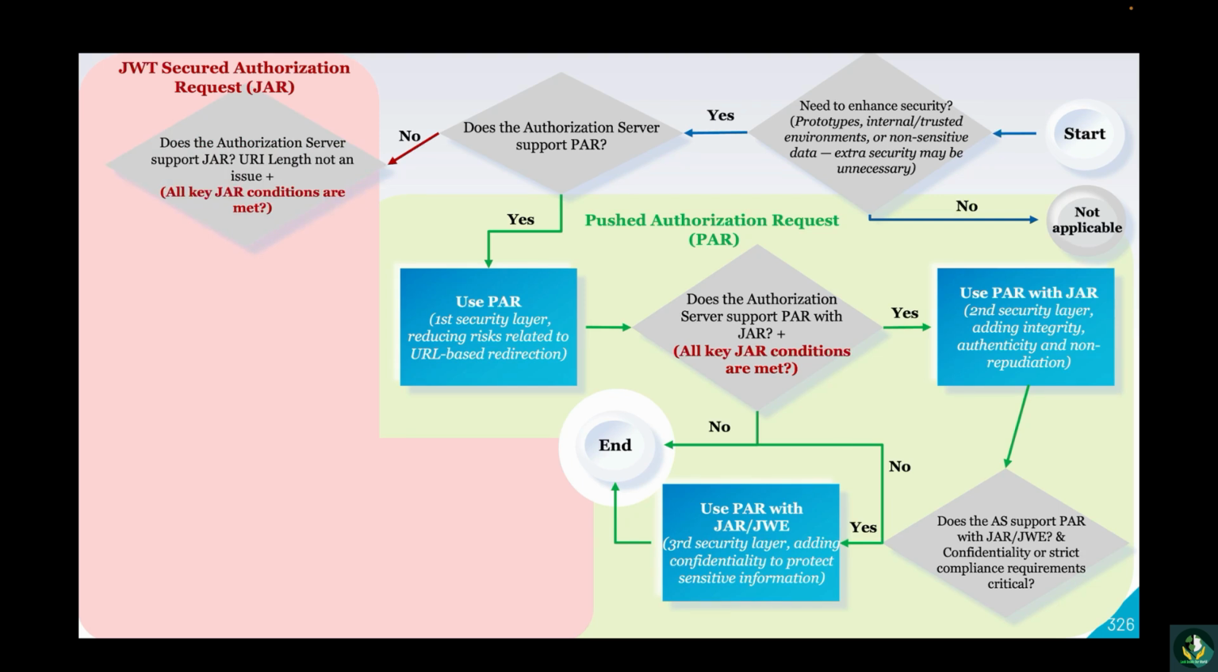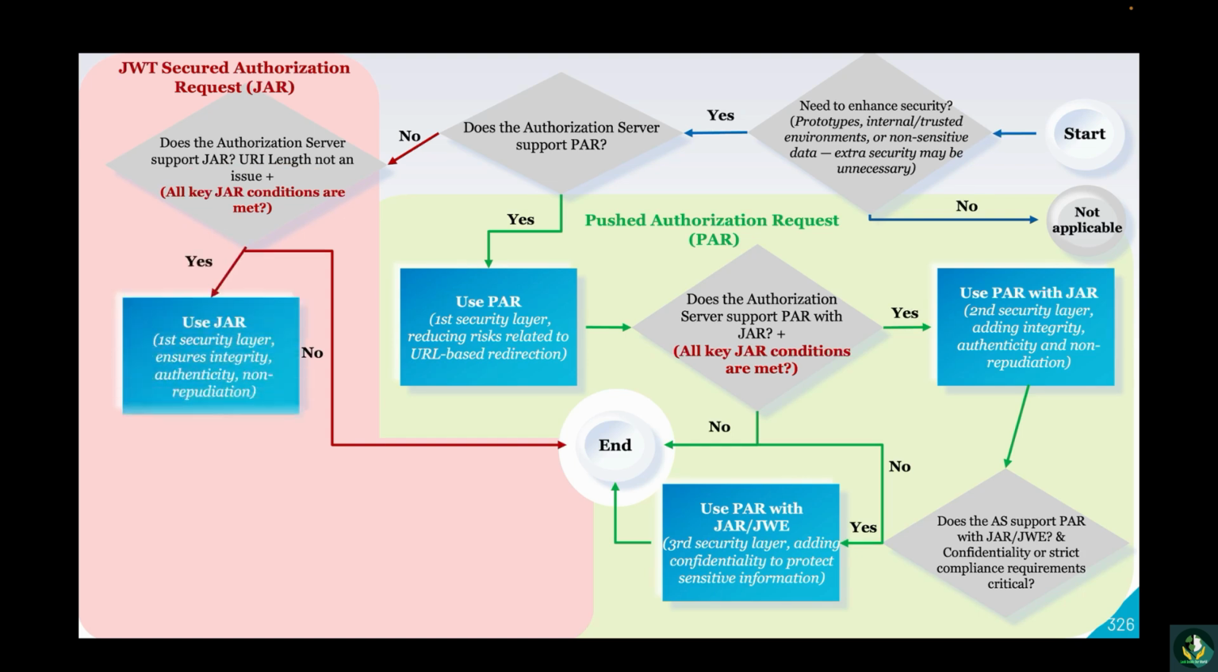First, we ask if the authorization server supports JAR and whether the URI links are not an issue and all JAR key conditions and considerations are met. I'll go over these key conditions and considerations shortly. If JAR is not supported or any of these conditions are not met, the flow ends here. If everything checks out, we proceed with JAR as our first security layer, which ensures integrity, authenticity, and non-repudiation.